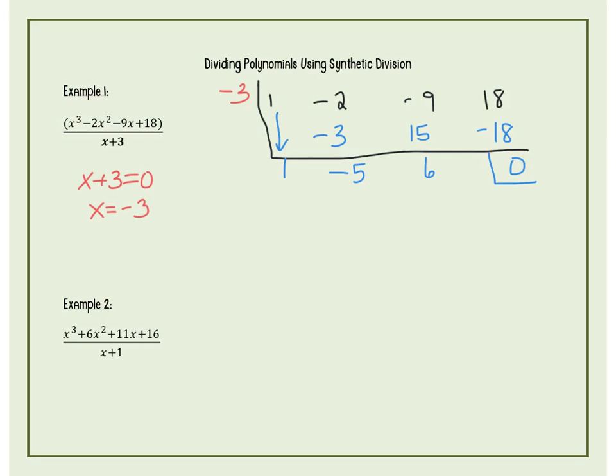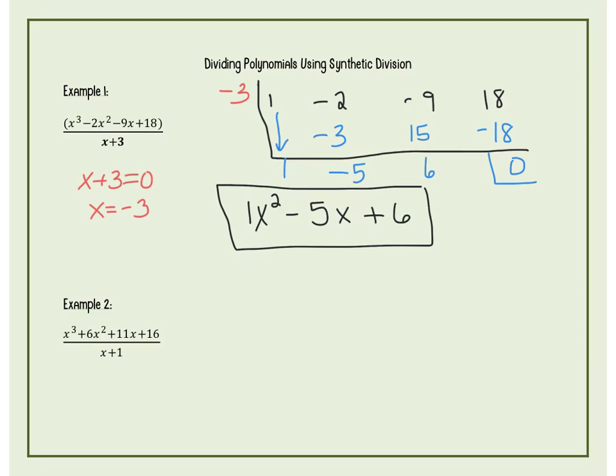So now those are my new coefficients to my answer. My coefficients are going to be 1, negative 5, and 6. But what are my variables? Well, I'm going to start with one exponent lower. So instead of x cubed, I'm going to start with x squared. Because if you think about dividing, guys, when we divide exponents, we're subtracting them. That's how this works. So x cubed divided by x became x squared. And we're going to work our way down also in descending order. And because there is no remainder, this is my final answer.